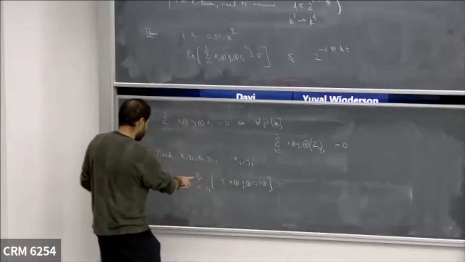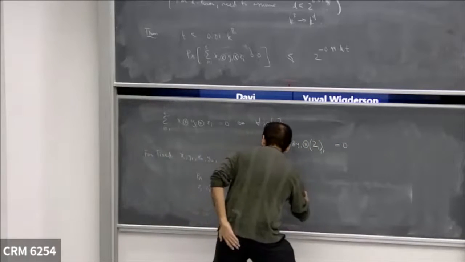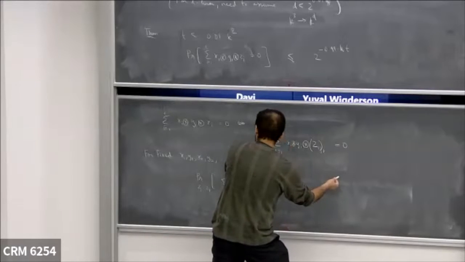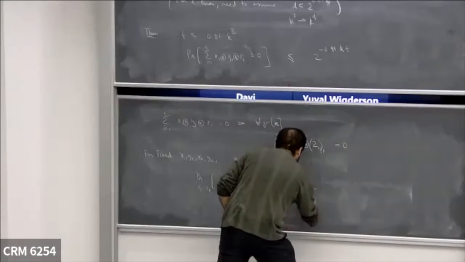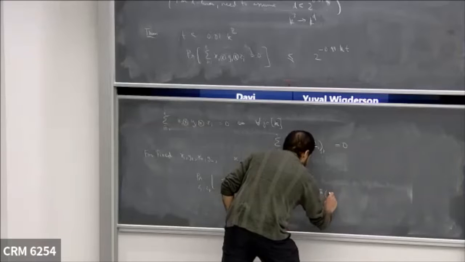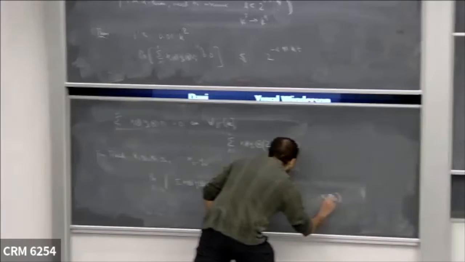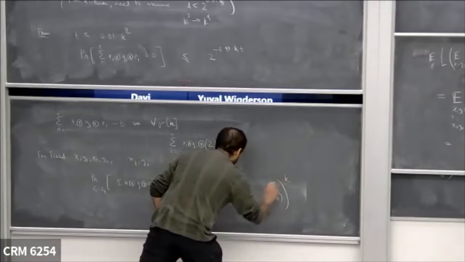So this is equal to something to the power k. What's the something? 1 over 2 to the rank. By rank, I mean the dimension of the span of x1 tensor y1 through xt tensor yt. And this whole thing to the power k.